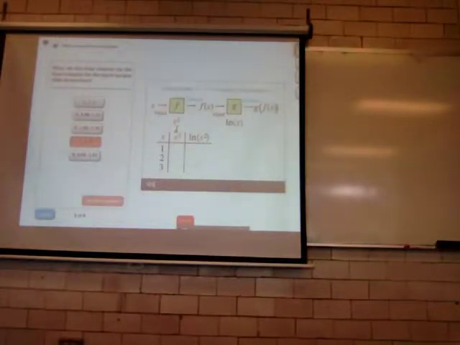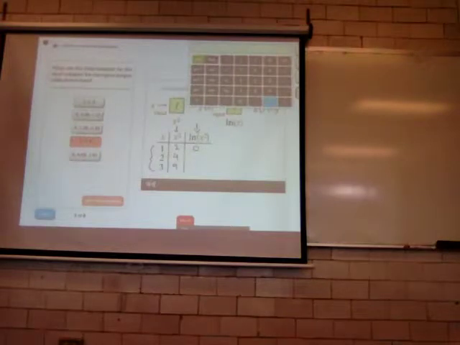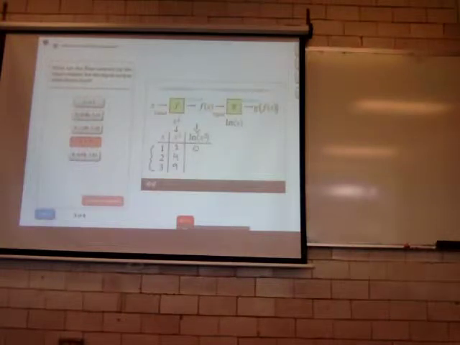To find the values in the second column, we have to square these values of x in the first column. 1 squared is 1, 2 squared is 4, and 3 squared is 9. To find values in this third column, we have to take the natural log of the values in the second column. The natural log of 1 is 0, because e raised to the 0 power is 1. To find the natural log of 4, we can use our calculator. The natural log of 4 is 1.386. Why don't you try using your calculator to find the natural log of 9 and get the answer?